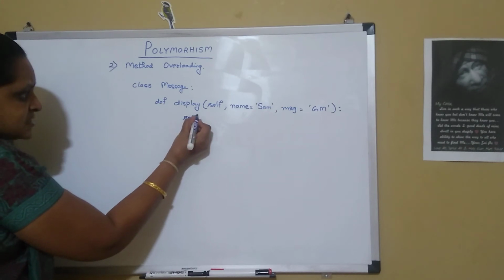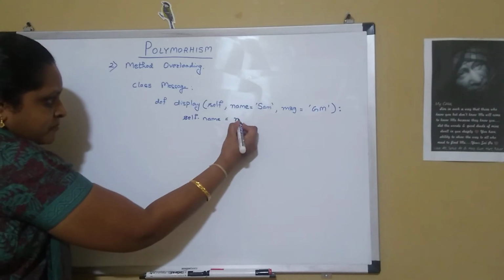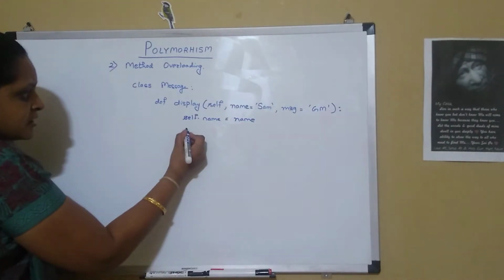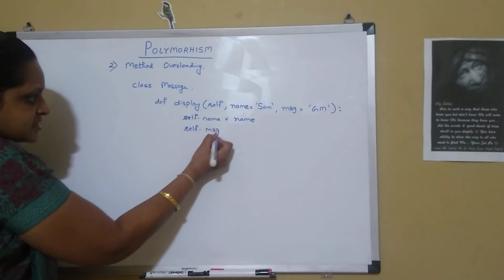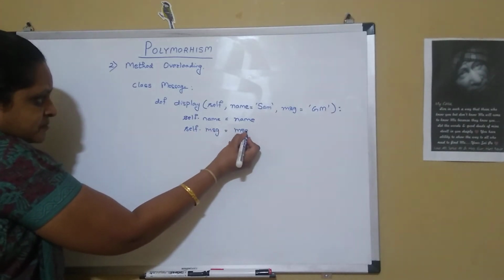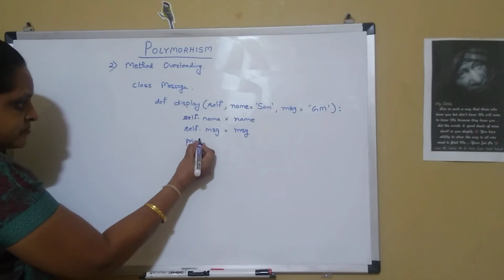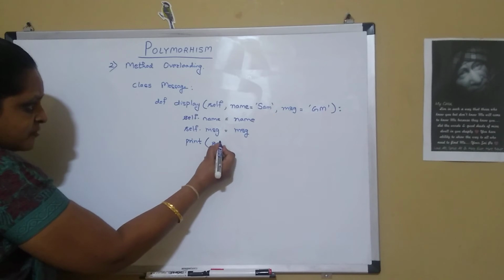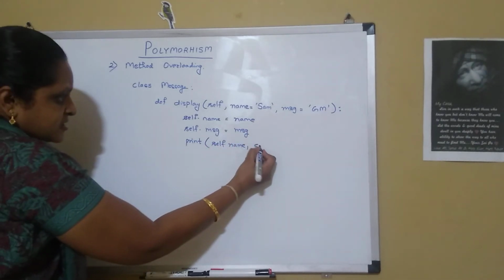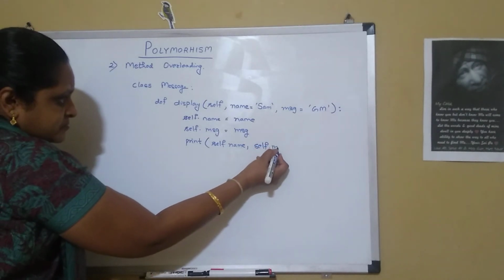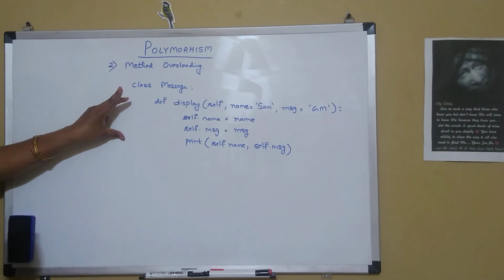Now self.name will now be equal to our name, and self.message is equal to message. And now let me say print self.name, comma, self.message. So this is my class message.